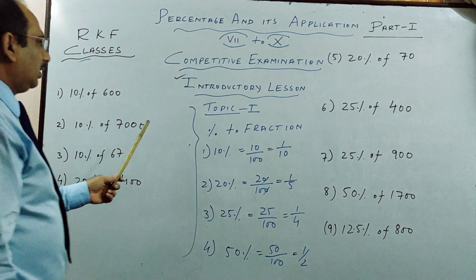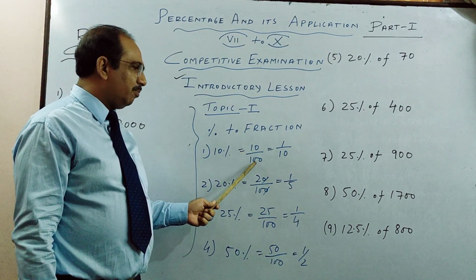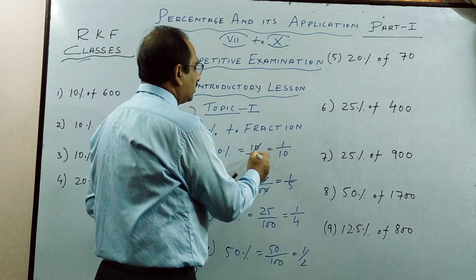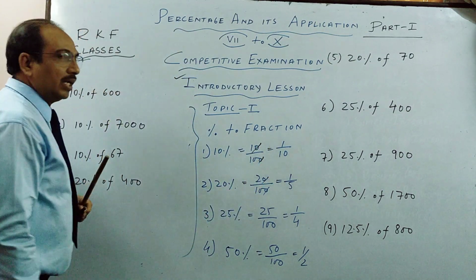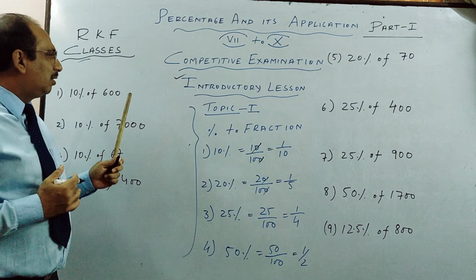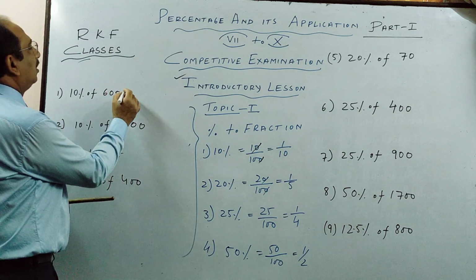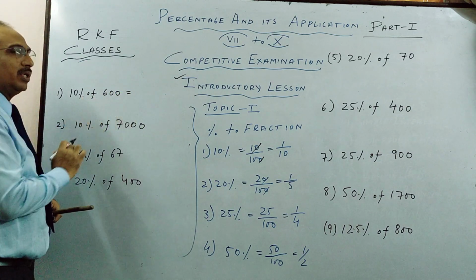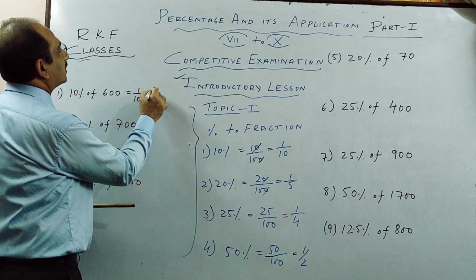So here we start. As you see, 10% means 10 by 100. When you cancel, children, you get 1/10 of a thing. So here I teach you mental maths also. Many things in maths, a lot of things you can do mentally. So see here, 10% of 600 means 1/10 of 600.